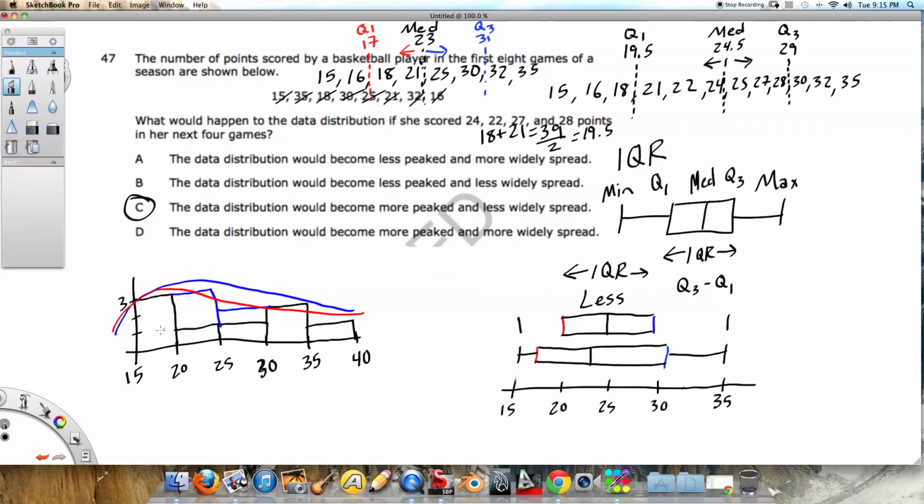All right, on your test it'll probably be more obvious whether something is becoming more peaked or less peaked. But the spread is very obvious. Okay, the box in the middle becomes much smaller. As far as width-wise, the IQR shrinks, and so it is less spread out. The answer is C.